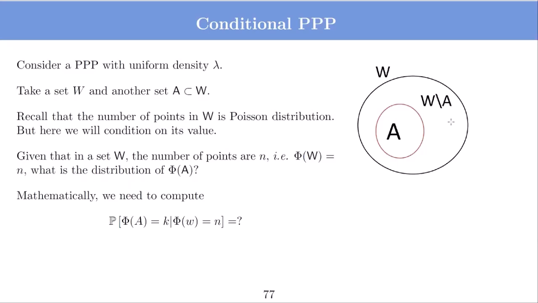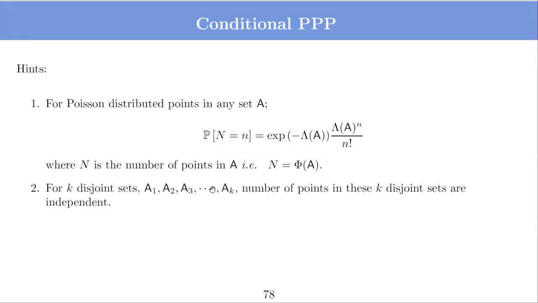So this means that out of all point configurations, I am only taking those configurations where the total number of points in W is n, and I'm redefining my probability measure to find out, out of these many point configurations, what is the probability that the number of points in A is k. Mathematically, what I'm saying is, what is the probability that the number of points in A is k, conditioned on the number of points in W being n. So let us compute this. Here I am going to use two main results, basically by the definition of a Poisson point process. First, for any set A, the total number of points in that set follows a Poisson distribution, and second, disjoint sets are independent.